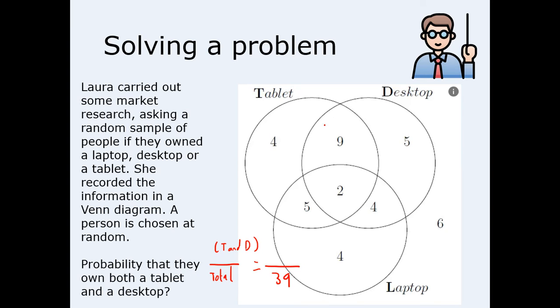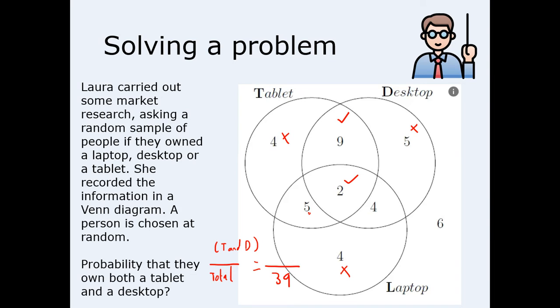Okay, so let's just double check that we're happy. Do these people here own a tablet and a desktop? Yes, these 9 people do. Do these 2 people in the middle own a tablet and a desktop? Yes, these 2 people also own a tablet and a desktop. Do these 4 people own a tablet and a desktop? No, these guys just have a tablet. These 5 people just have a desktop. These 4 people just have a laptop.